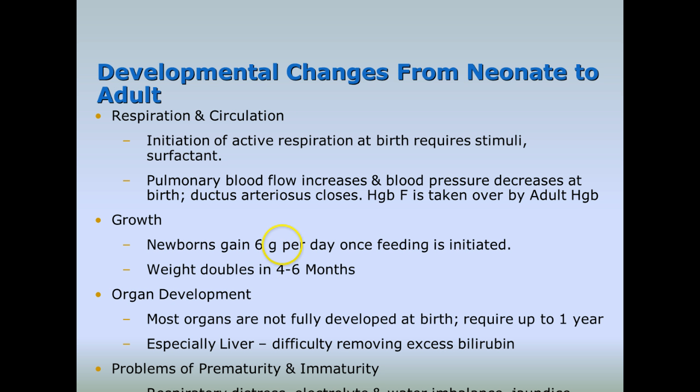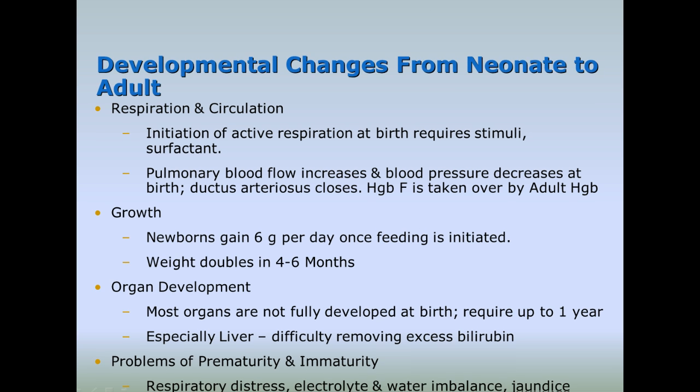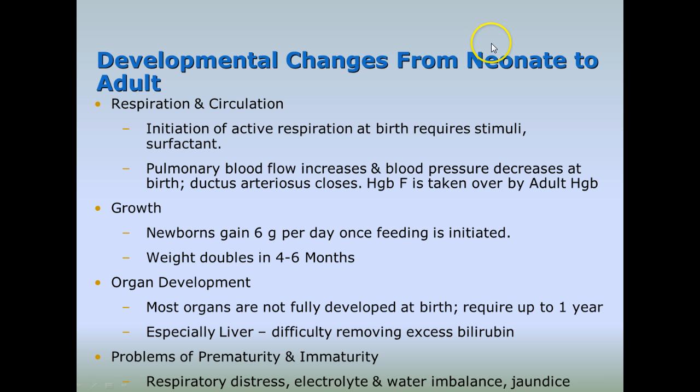Developmental changes from the neonate to the adult. So we're talking babies here. What happens with the respiratory and circulation? When they're in the womb, obviously they're in a bunch of liquid, so they require the oxygenation of their blood from the mom. Once they're born, pulmonary blood flow increases, blood pressure decreases at birth, the ductus arteriosus closes, and then the hemoglobin F, which you've learned about in hematology, is taken over by adult hemoglobin. Newborns usually gain about 6 grams per day once feeding is initiated. The weight doubles in 4 to 6 months.